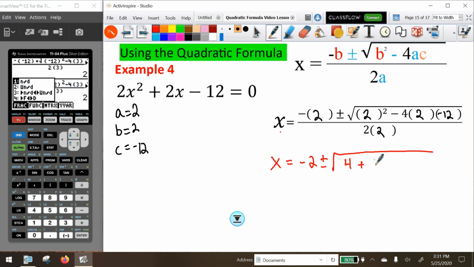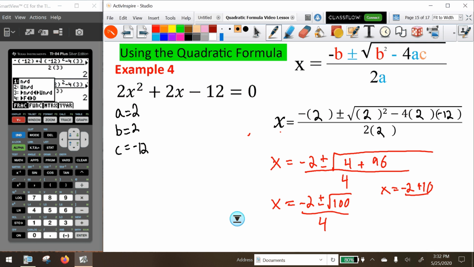This will be 4 plus 96. All I did was -4 times 2 times -12, and that's why I changed it to a plus, because it's a negative times a positive times a negative, which is a positive. All right, and then the denominator, we had 2 times 2, which is 4. So we have x is equal to -2 plus or minus the square root of 4 plus 96, which is 100, all divided by 4. So x is equal to -2 plus the square root of 100, which is 10, divided by 4. And x is equal to -2 minus the square root of 100, which is 10, divided by 4.